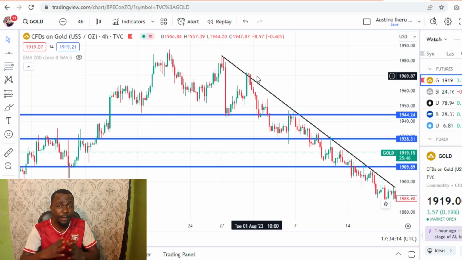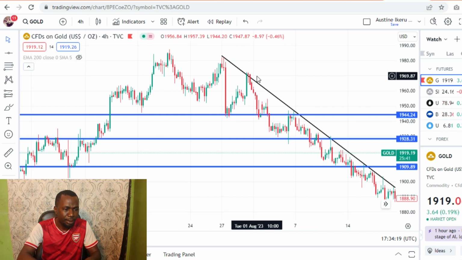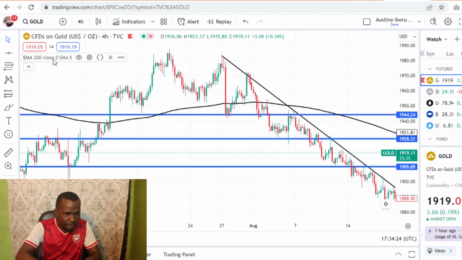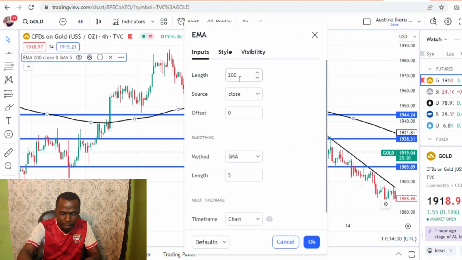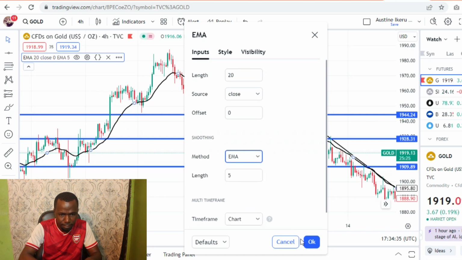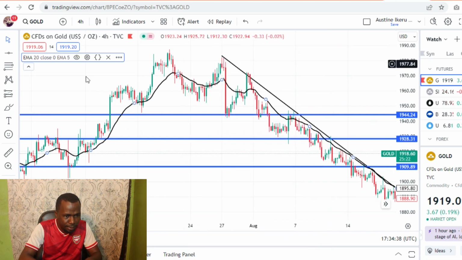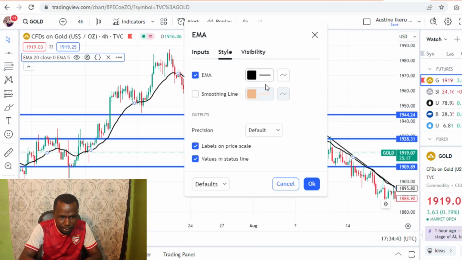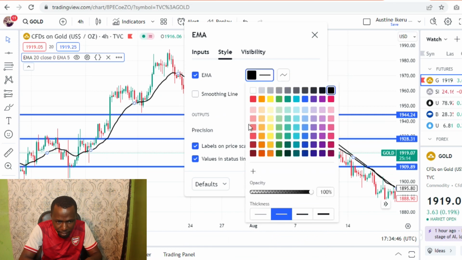Some people make use of the moving average. You can also use the moving average as your area of value. So let's plot in the moving average. Let's change the settings. Let's use the lowest setting. Let's use 20 EMA because the market is in a strong downtrend. All right, let's change the color. Since our trend line is already black, let's change the color to purple.